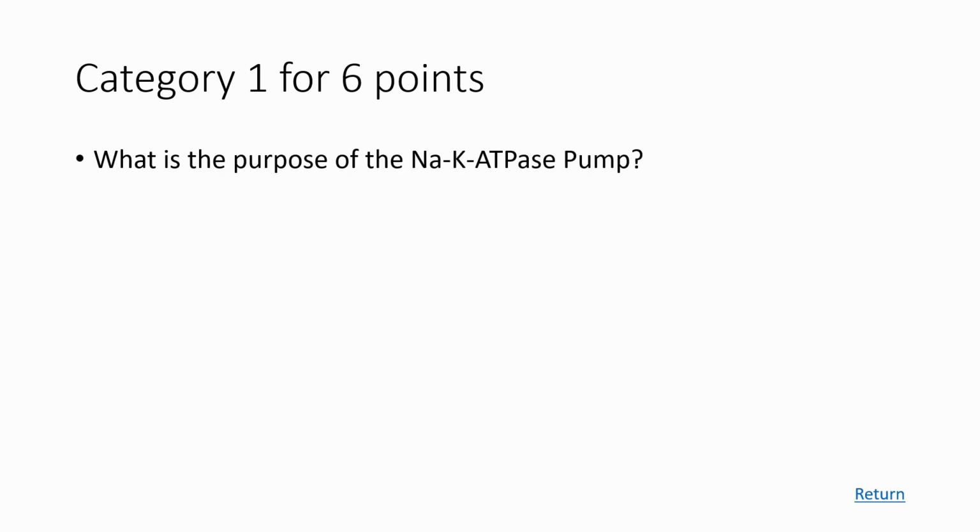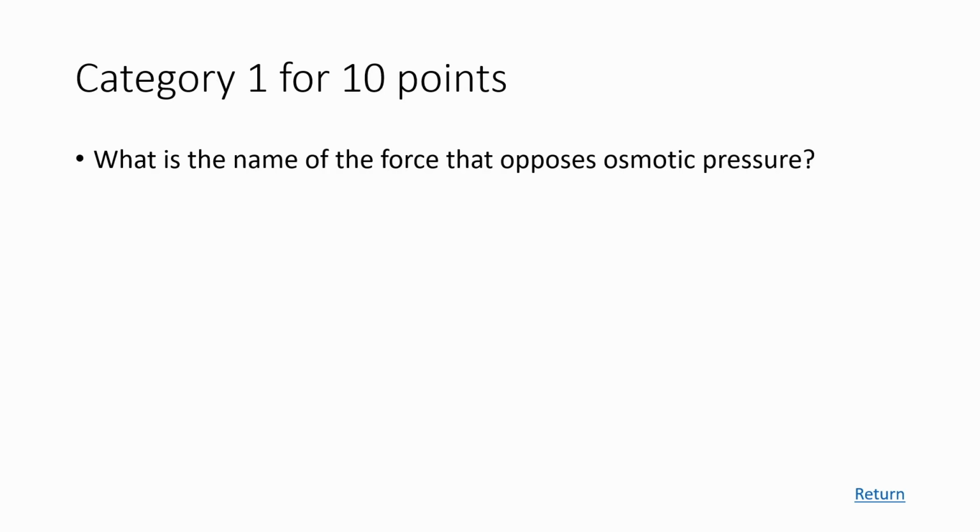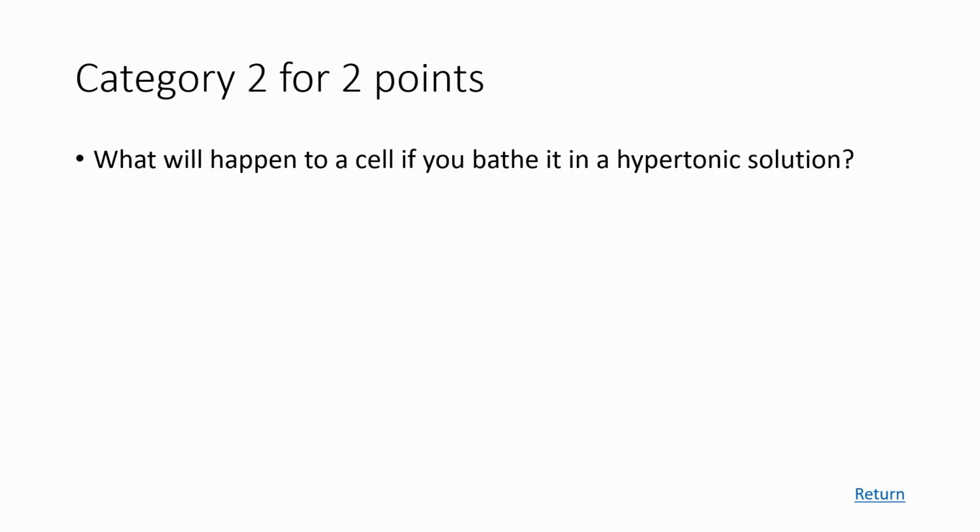What's the purpose of that sodium potassium ATPase pump? Bring it back to resting membrane potential. Get all those ions back where they're supposed to be to keep those gradients there. What's the most common type of passive transport? Well, no, ion-gated channels. Passive transport. What's the name of the force that opposes osmotic pressure? Hydrostatic pressure. Remember, osmosis is movement of water. Hydrostatic pressure is kind of keeping it stuck.